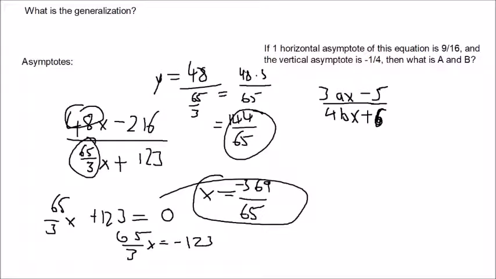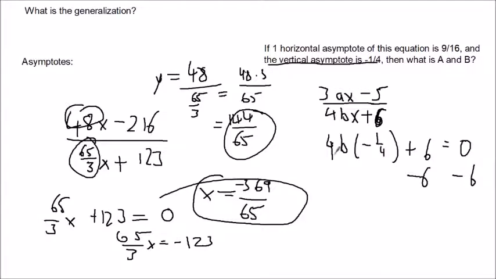So we have our second equation for our second problem. If one horizontal asymptote of this equation is 9 over 16, the vertical asymptote is negative 1/4, what is a and b? Now this is a pretty hard question. However, we know our vertical asymptote is negative 1/4. So we put x equals negative 1/4, 4b times negative 1/4, and then add it to the 6, we will get 0. It will be undefined since it's a vertical asymptote. So we will subtract 6.